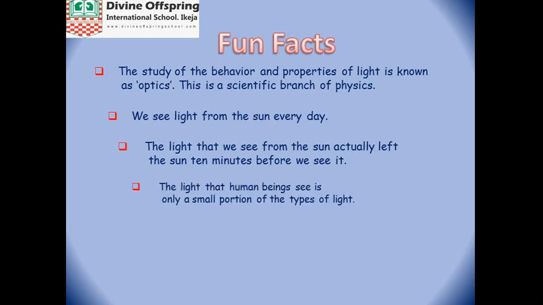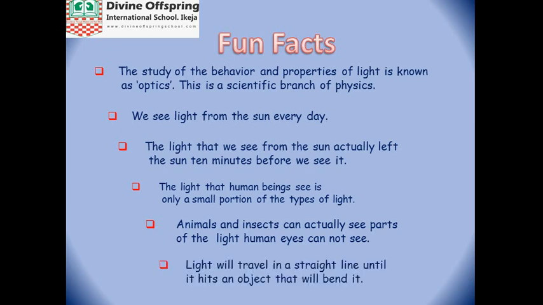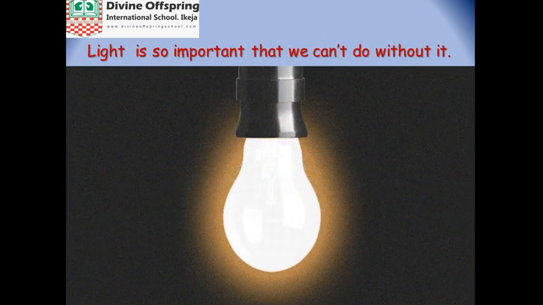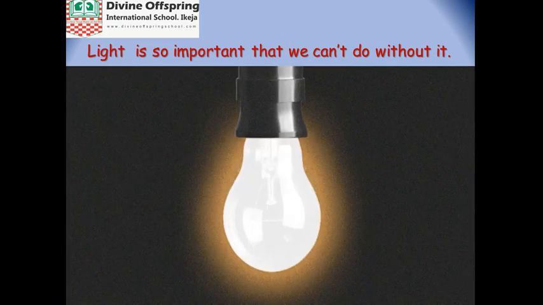Interesting. The light that human beings see is only a small portion of the types of light. Animals and insects can actually see parts of the light that human eyes cannot see. Light will travel in a straight line until it hits an object that will bend it. Light is so important that we cannot do without it.